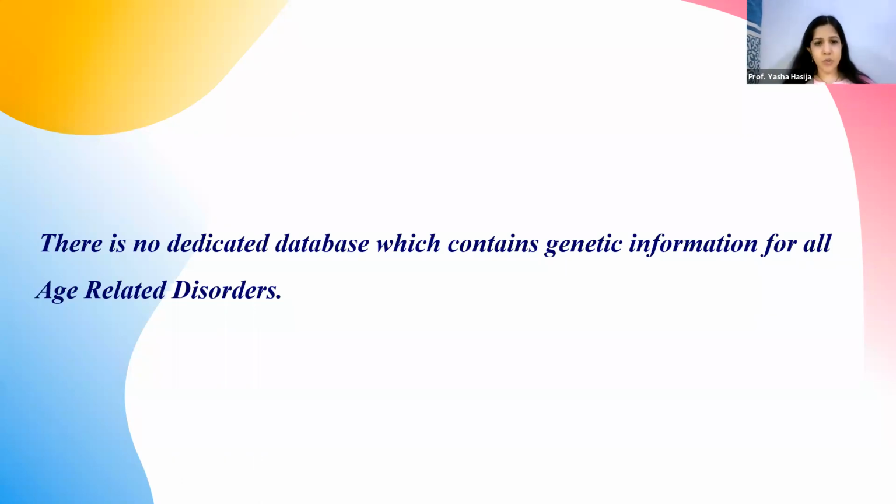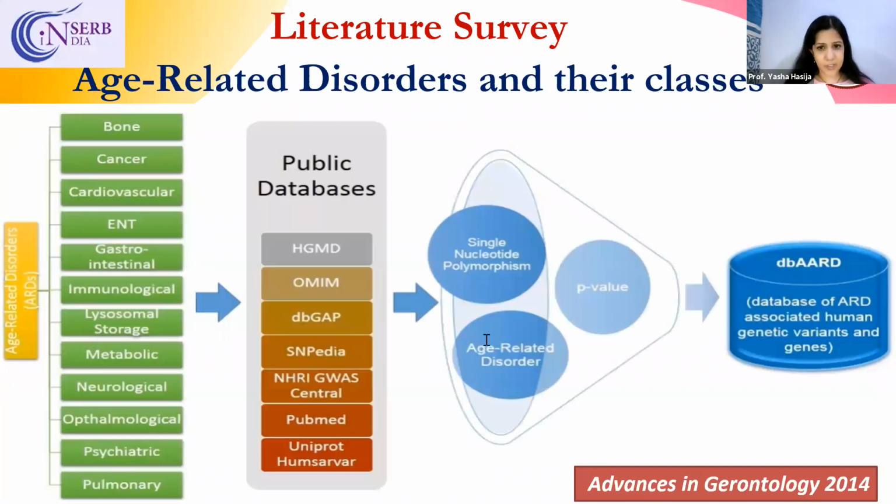So our first step was to perform an exhaustive literature survey, which was also manually curated, to compile a list of all age-related disorders, and we classified them into major disease classes. So basically, we looked for all the age-related disorders, and we could pick up 51 ARDs, and then we categorized them into these 12 major disease categories, which are mentioned here. These were bone, cancer, cardiovascular, and so on, right? And then we also picked up the public databases wherein we could fetch the genetic information on all these 51 disorders.